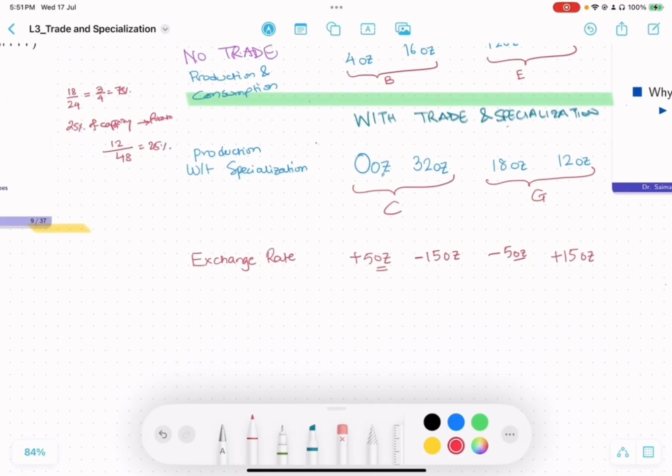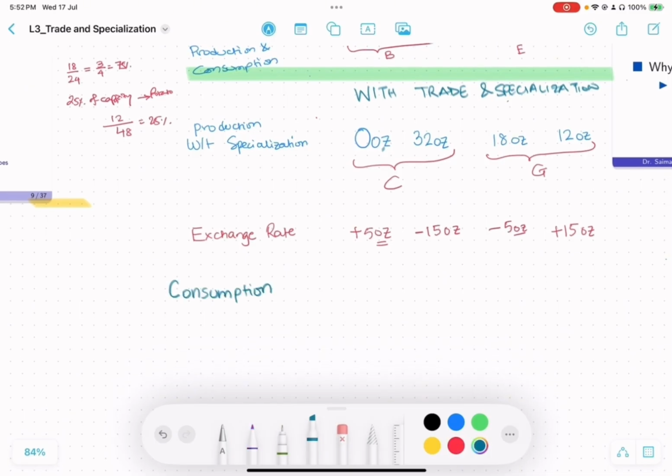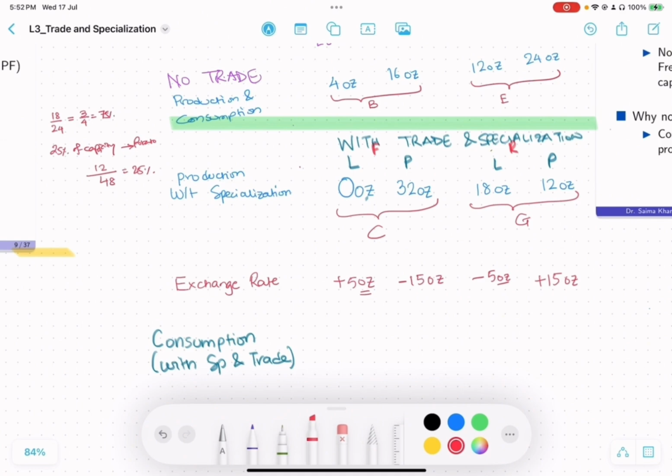If this is the exchange rate, what is the consumption with specialization and then trade? So now they're trading with each other, right? So what is the consumption once they decide to trade? Well, once they decide to trade, let's see. Just do 0 plus 5. So that is 5 ounce.